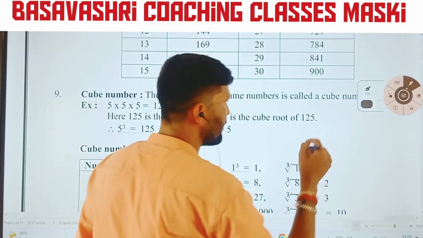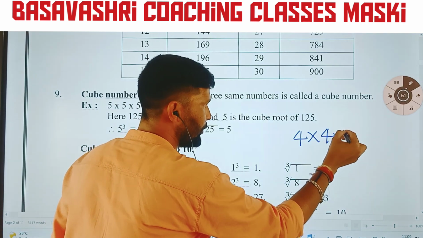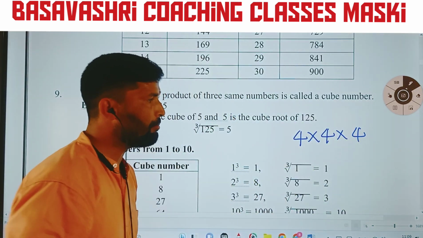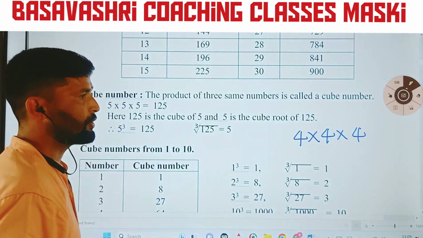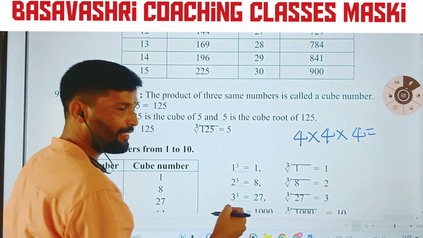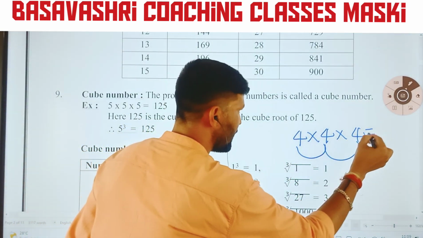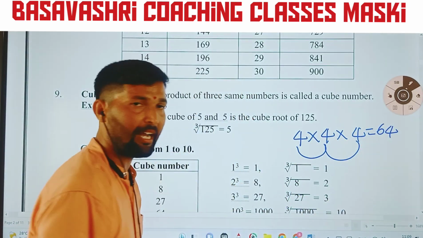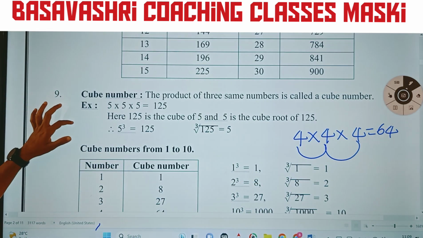Now I will take the example of 4. 4 into 4 into 4. We multiplied 4 three times. So how much will we get? How to multiply this easily? 4 fours are 16, 16 fours are 64, that is the answer. So we have to multiply the same number 3 times.